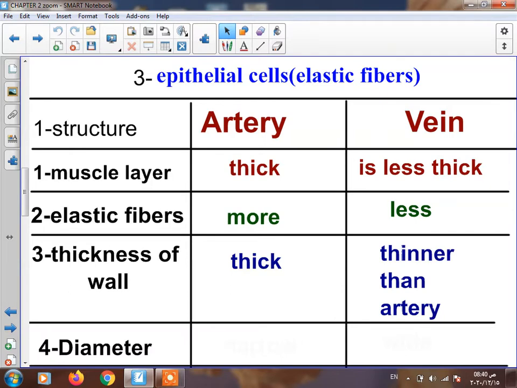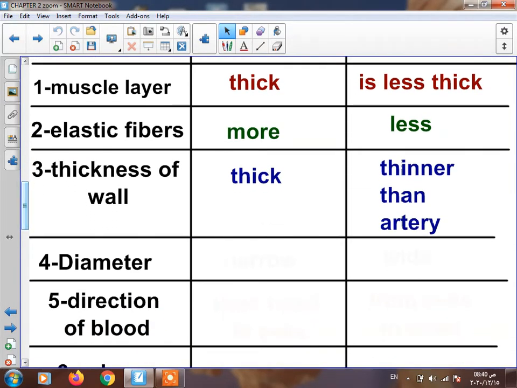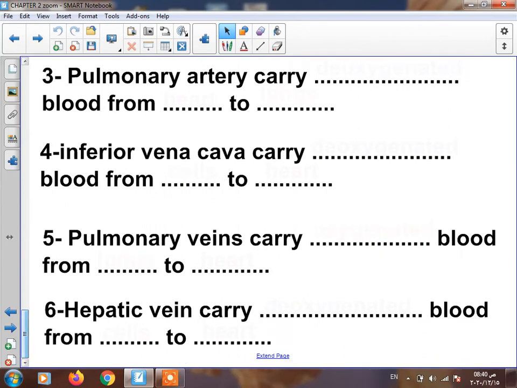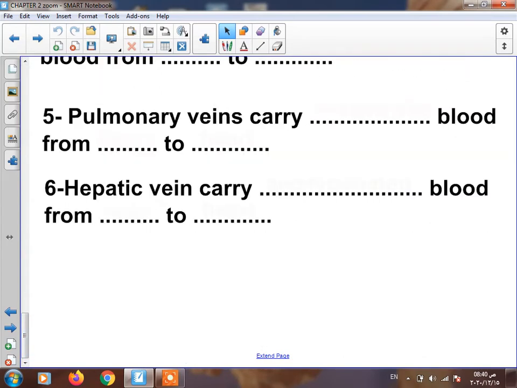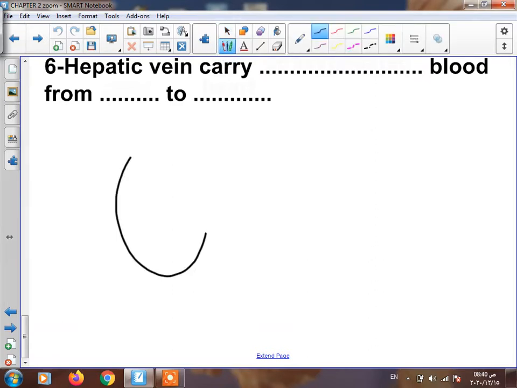Okay, what about the diameter? What about the cavity found in the artery and the vein, which the blood moves inside? Do you think they have the same diameter, or is one narrow and the other wide? Pay attention with me. Now we have two circles like this, one artery and one vein. Until now we can't know which is which.